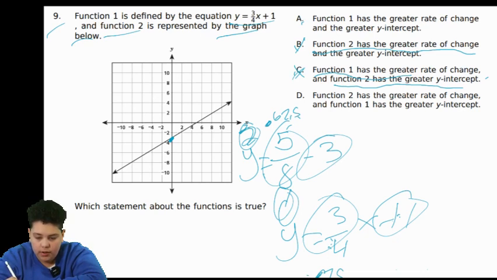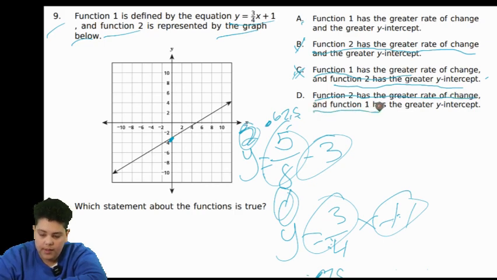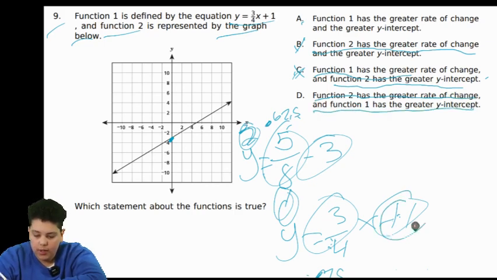Function 2 has a greater rate of change, and function 1 has a greater y-intercept. That's true. Function 1 does have a greater y-intercept, but the rate of change for function 2 is less, so our answer is A.